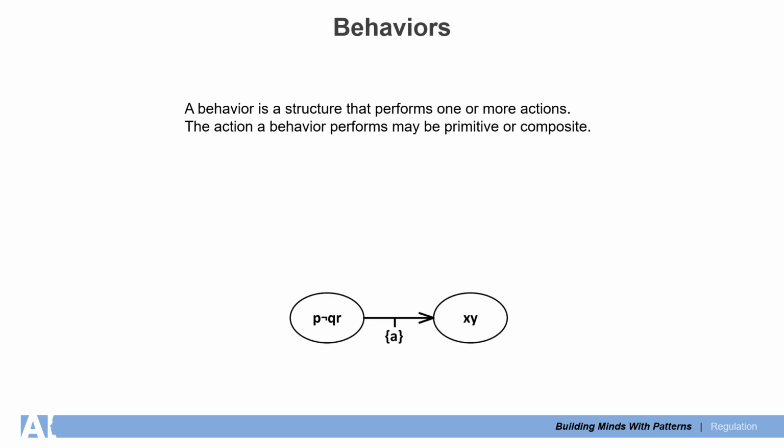What are behaviors? For discussion purposes, the terms action, behavior, or rule are interchangeable. The term behavior will be used to hopefully minimize confusion. A behavior is a structure that performs one or more actions. The action of a behavior may be primitive or composite.